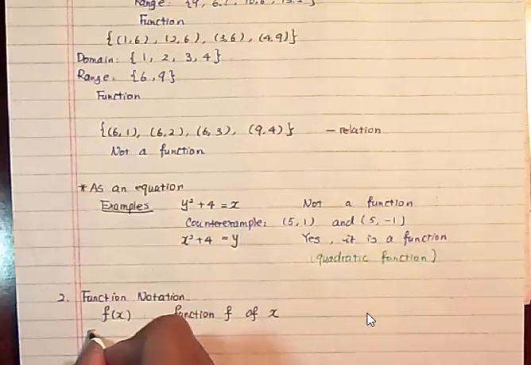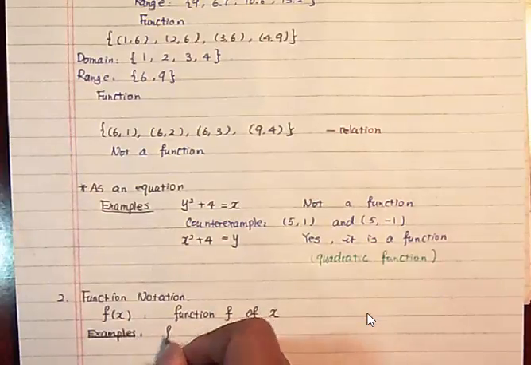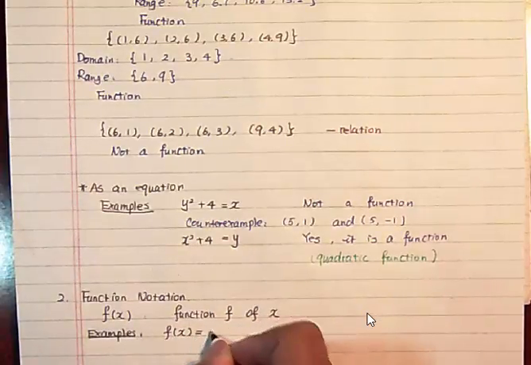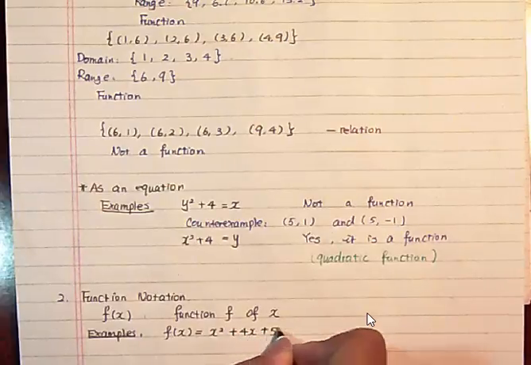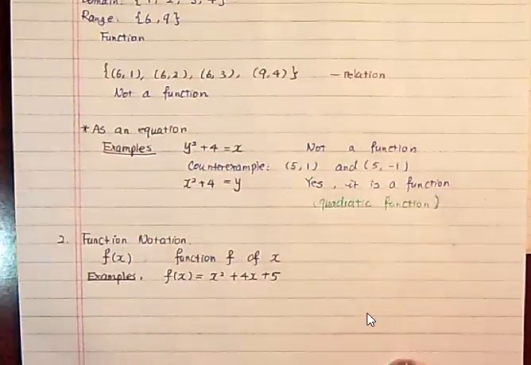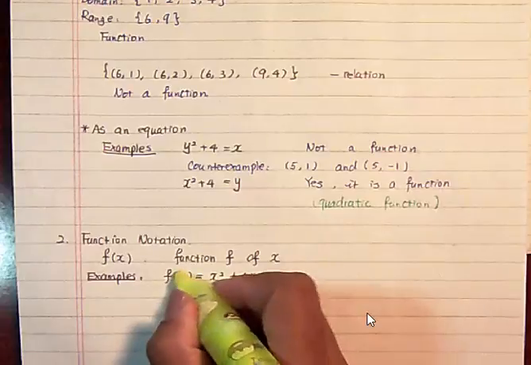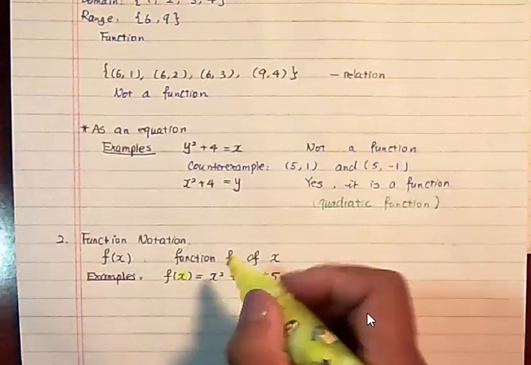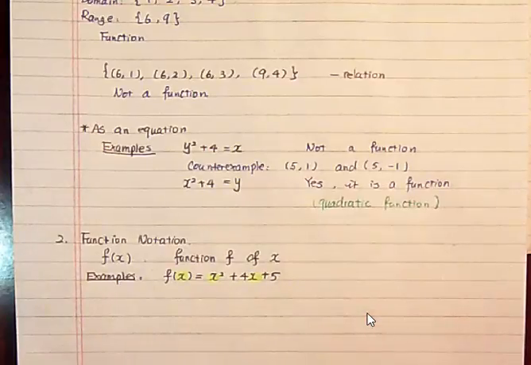For instance, let's take a look at some examples. f of x is equal to x squared plus 4x plus 5. What does this function mean? If you have a function f, whatever input you put in, you take the input squared, plus 4 times the input, and then plus 5.